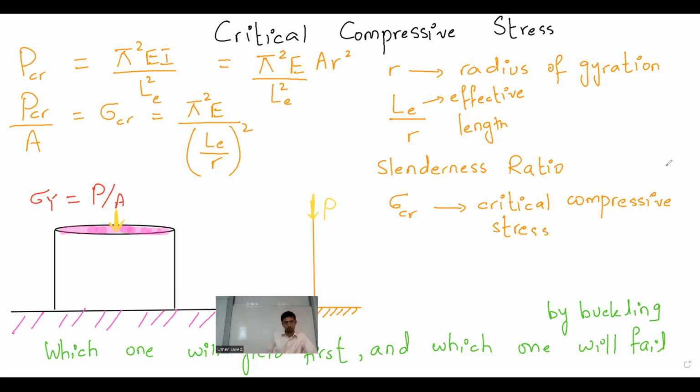Hocam, does the slenderness ratio change with respect to material? Oh, no. Oh, yeah. So hang on. You mean that critical threshold value? So for example, if this is aluminum and this is also, you mean that?